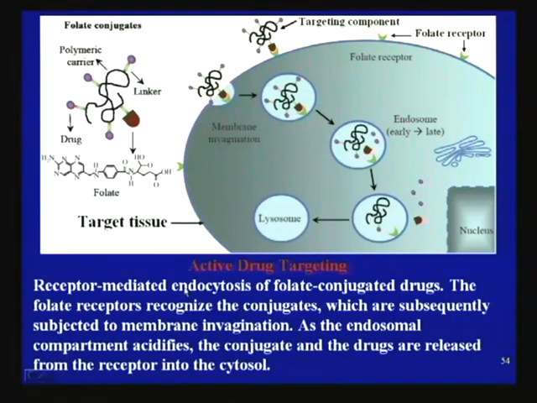Active drug targeting. Receptor mediated endocytosis of folate conjugate is very interesting. Some folate conjugates are subsequently subjected to membrane invagination. As the endosomal compartment acidifies, the conjugate and the drugs are released from the receptor into the cytosol. You see, this is a polymer molecule.